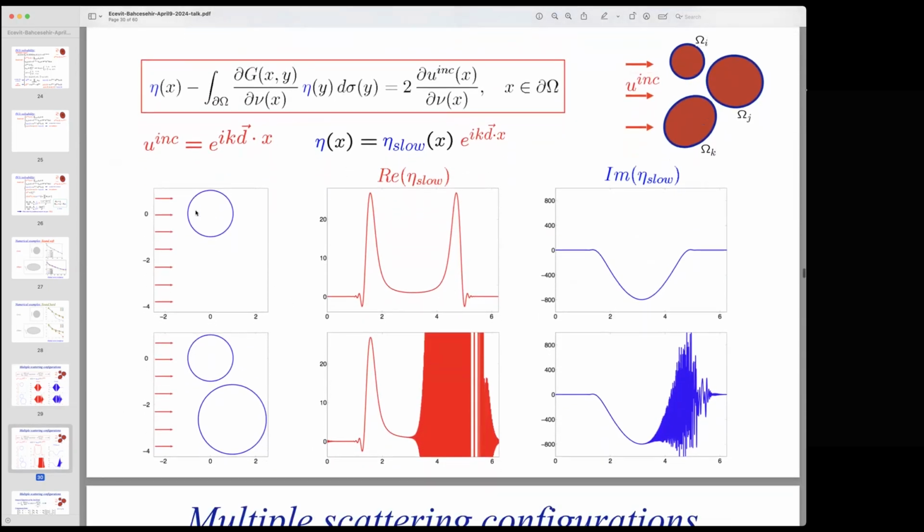You see, for a circle, eta slow is nice, except for these boundary layers, for which we have very good numerical methods. But for the case of 2 obstacles where there is multiple scattering, this phase extraction works on some part of the boundary, but it doesn't on the regions where there is multiple scattering. So how do we resolve this issue?